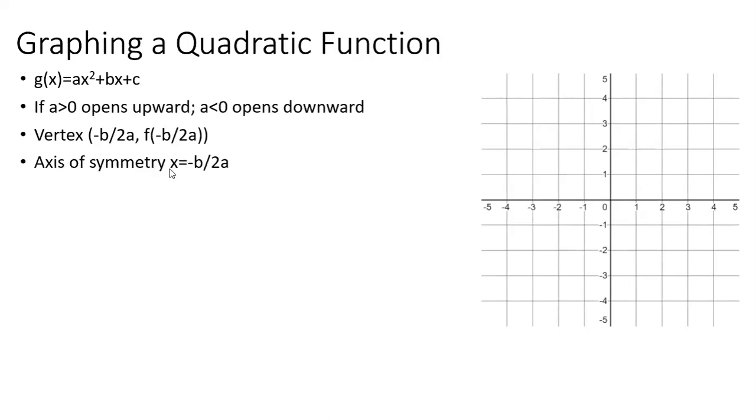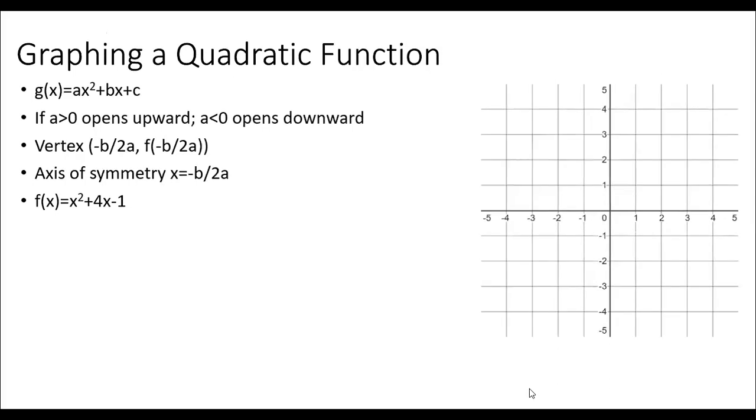Okay. The axis of symmetry, again, is the vertical line that goes through our vertex. So it's x equals the x coordinate of our vertex. So let's take a look at this example. We have x squared plus 4x minus 1. So the first thing that I always want to do is I want to say, okay, my a is 1. So this is opening upwards. So we have a parabola that looks like this. And just in my head, that really helps.